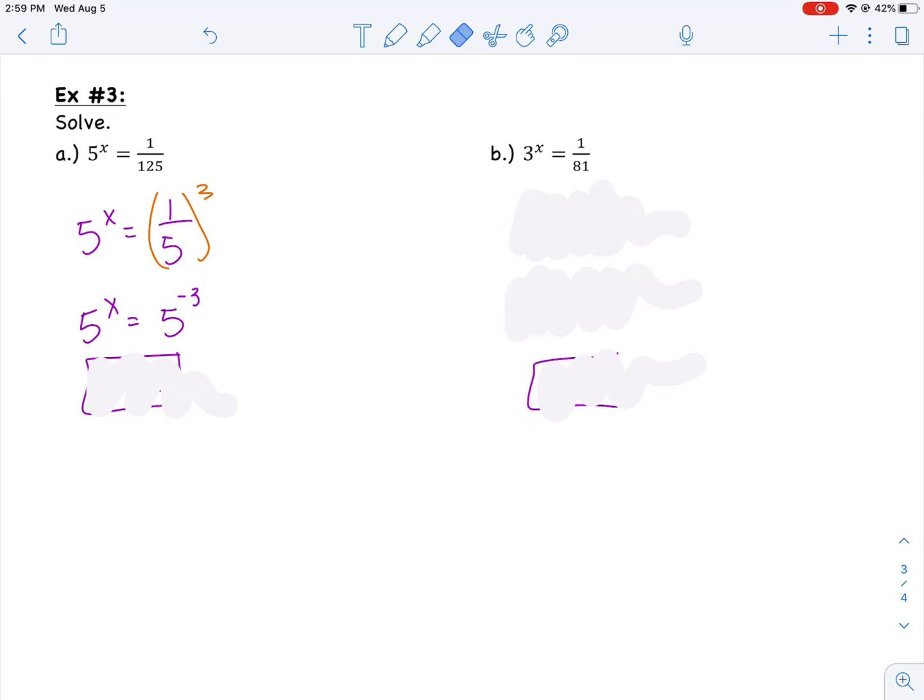Now look, our bases are the same. And since our bases are both 5s now, regular 5s, not a 5 and a 1/5, they're both 5s, I can set my exponents equal to each other, and I get x equals negative 3.